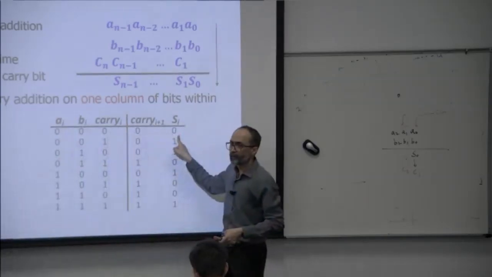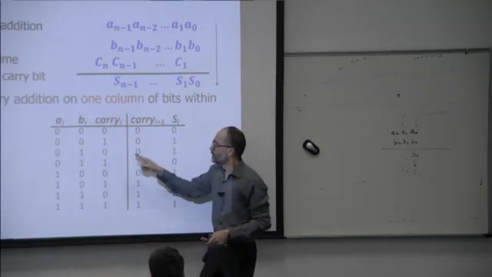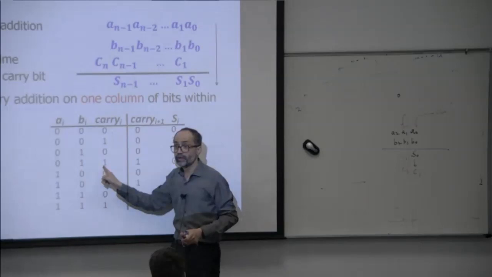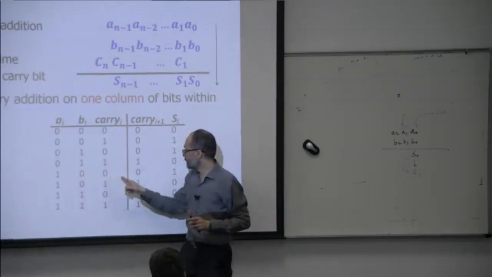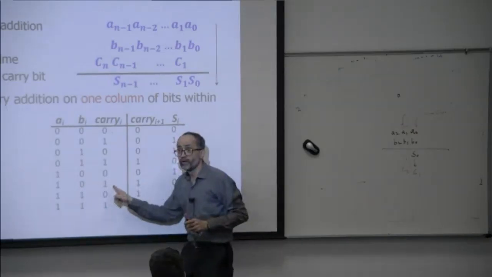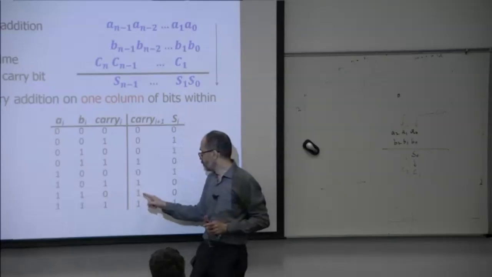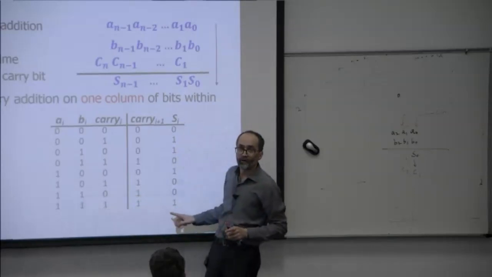0, 0, 0. The result is 0. This is the MSB and this is the LSB. 0, 0, 1 gives 0, 1. 0, 1, 0 gives 0, 1. 0, 1, 1 is 1 plus 1, 2, so 1, 0. 1, 0, 0 gives 0, 1. 1, 0, 1 is 2, so 1, 0. 1, 1, 0 is 2, so 1, 0. 1, 1, 1 is 3, so 1, 1. Got it?